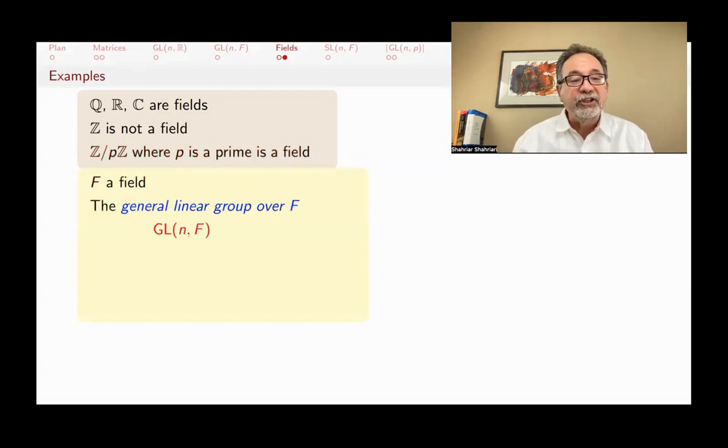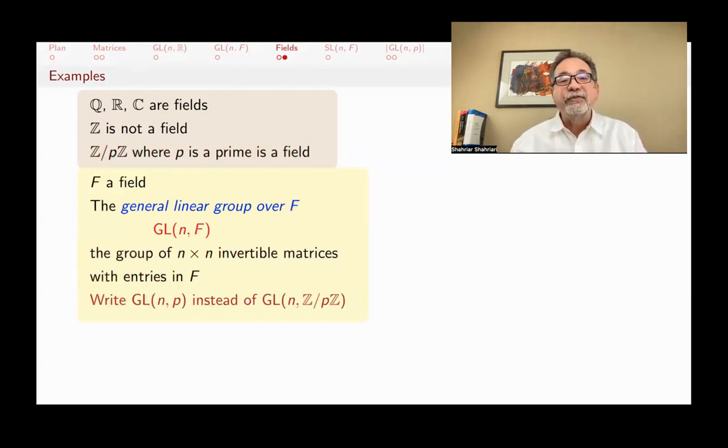If F is a field, then the general linear group, GLNF, is the group of n by n invertible matrices with entries in F. And instead of GLN(Z mod PZ), we just write GLNP.